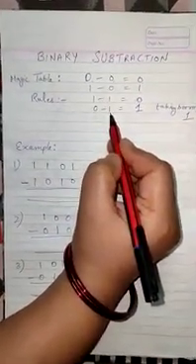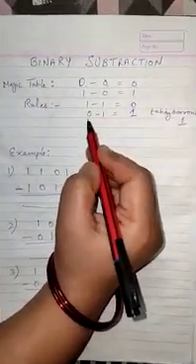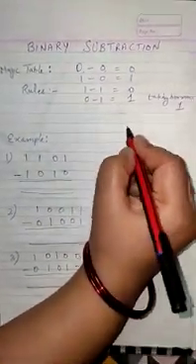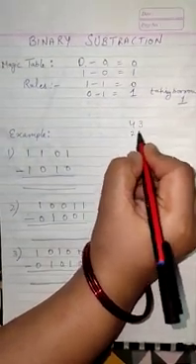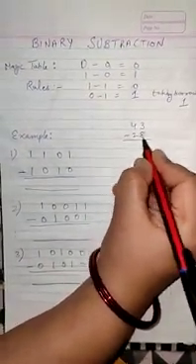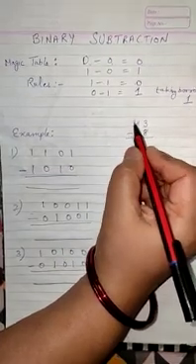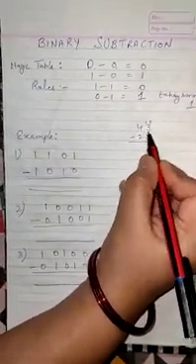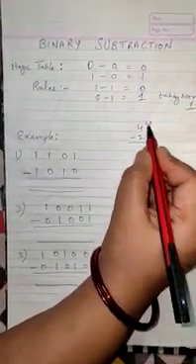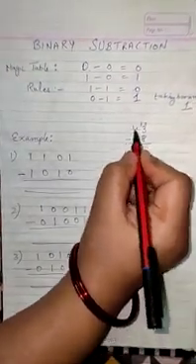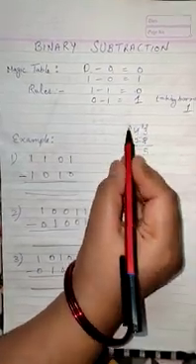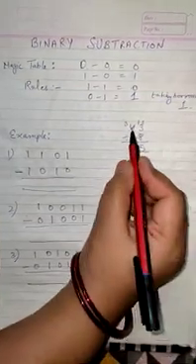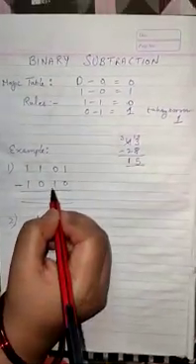0 minus 1 is not possible. So you will take a borrow from the other number and then you will subtract. For example, when you subtract 3 minus 8, it is not possible. So you always take a borrow from the next number, that makes it 13 and 8. 13 minus 8 is 5 here, but 3 is left. 3 minus 2 is 1. So this way you always do. The same method we will use here in binary subtraction.